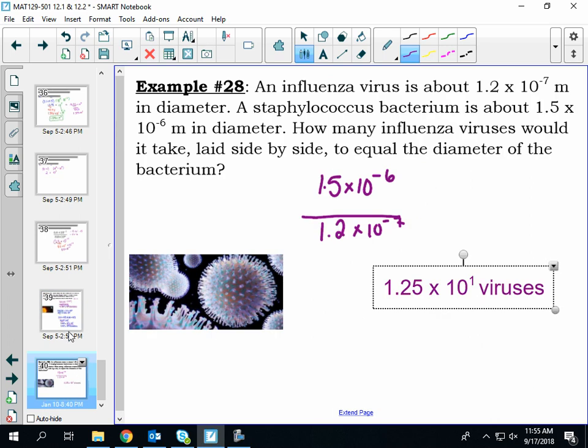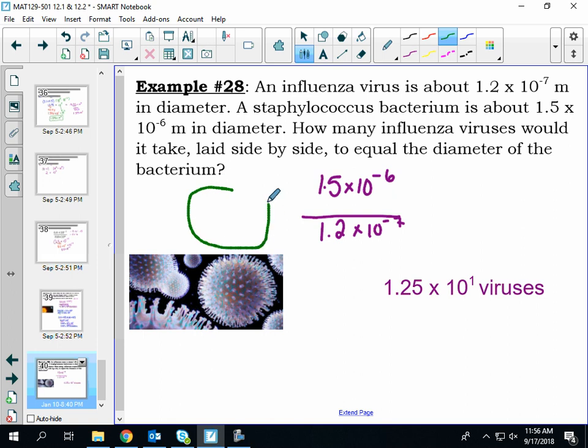If we look at our next example, an influenza virus is about 1.2 times 10 to the negative 7 meters in diameter. A bacterium is about 1.5 times 10 to the negative 6 meters in diameter. How many influenza viruses would it take laid side by side to equal the diameter of the bacterium? So realize they're essentially telling us, hey, we have this big bacterium, and we know that our influenzas are smaller. So if we put one here, and then one here, and then one here, and we just kept going, they're asking us how many would we need to go all the way across. That's what we're trying to figure out.